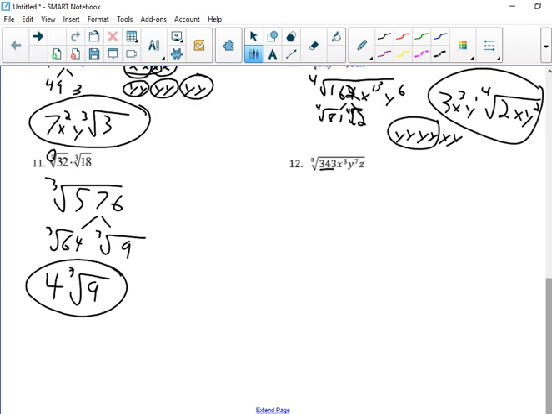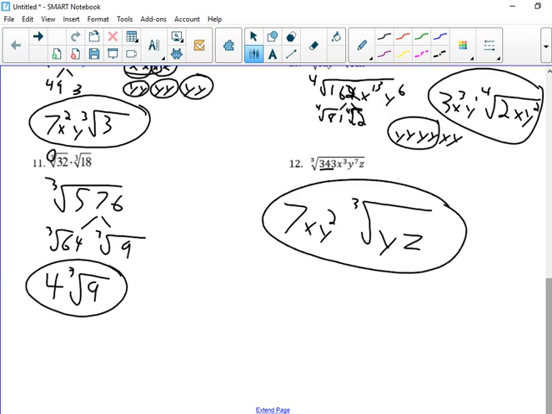343, that actually is a perfect cube. That comes out as a 7. My x's, all my x's are going to come out. Y's, 2 groups of y's come out. But that's going to leave a y on the inside. Z, well, no z's come out. It's stuck alone in there with the y.